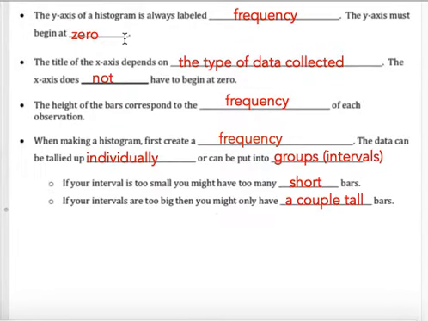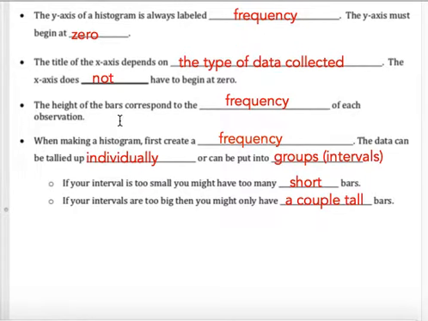So histograms. The y-axis of a histogram is always labeled frequency. The y-axis must always begin at 0. The title of the x-axis depends on the type of data collected. The x-axis does not have to begin at 0. It might start at 2020 if you're keeping track of years, or if it's, again, that essential bar graph, it might be colors of shoes that you're collecting data over. And so the x-axis does not have to begin at 0 on a graph like this.